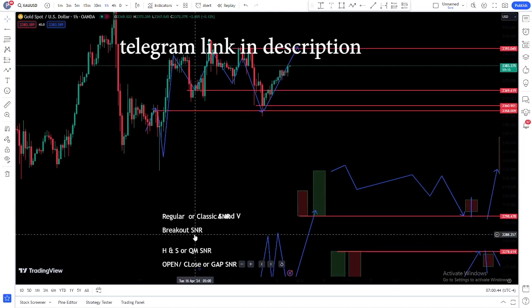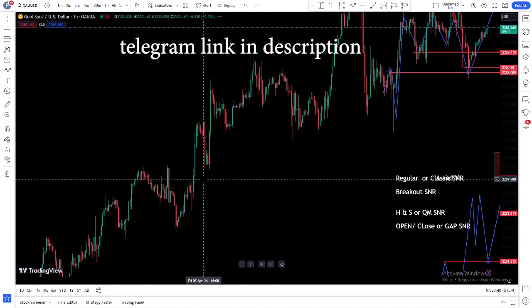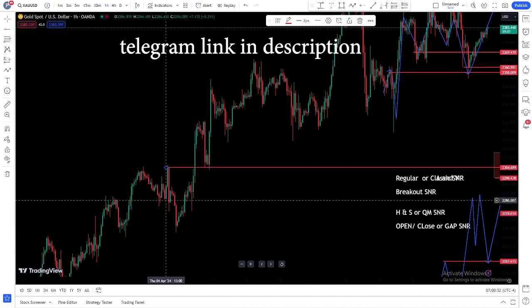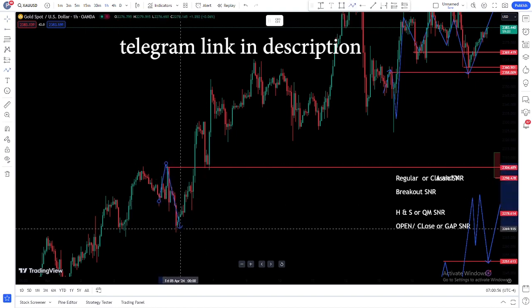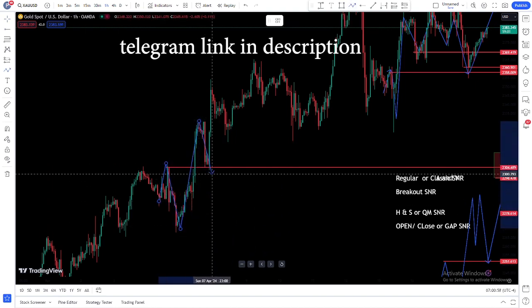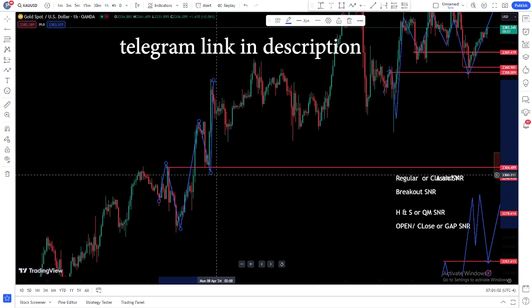Now let's see another one. Look at this one. We have an A shape here. Eventually it broke out and came back to this level, and we are going to see a sharper movement to the upper side. So this is the breakout SNR.